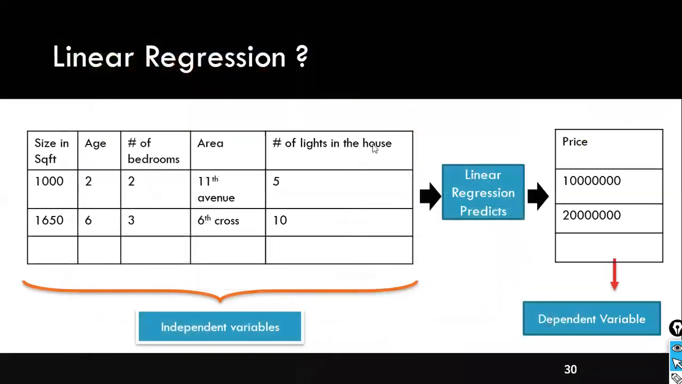Using linear regression, we train this algorithm with the historical data, and then we apply the learned algorithm on the unseen data. So there are two steps. In the last session also I discussed it. I will repeat it one more time. Training: you need to train your model.